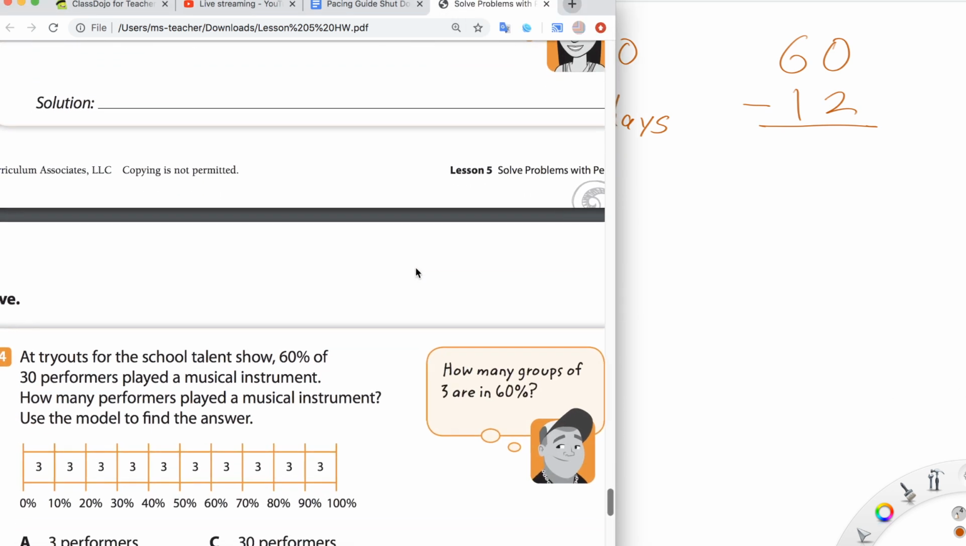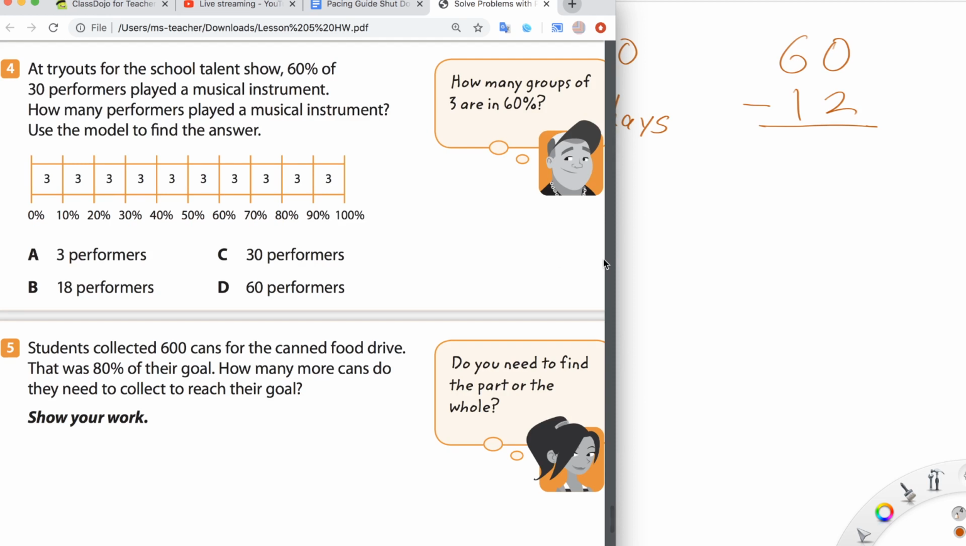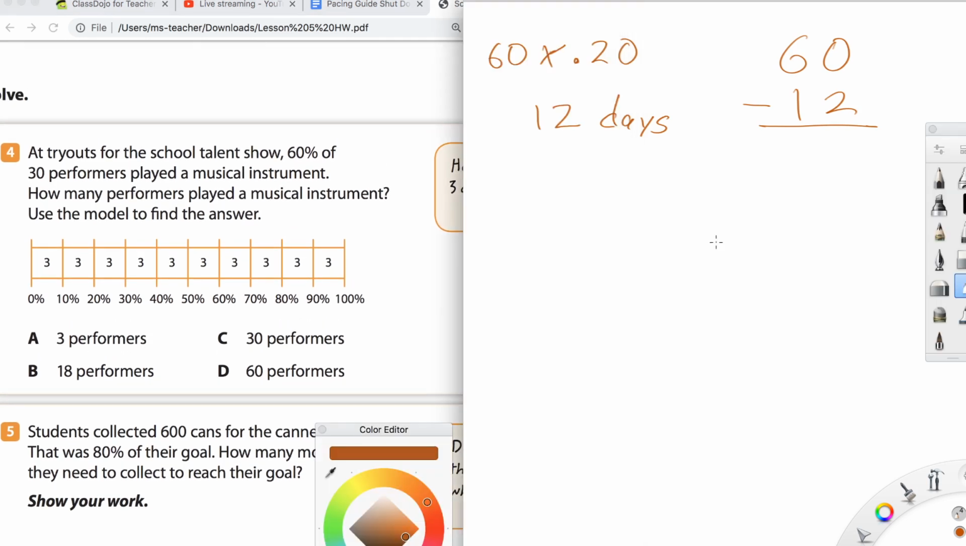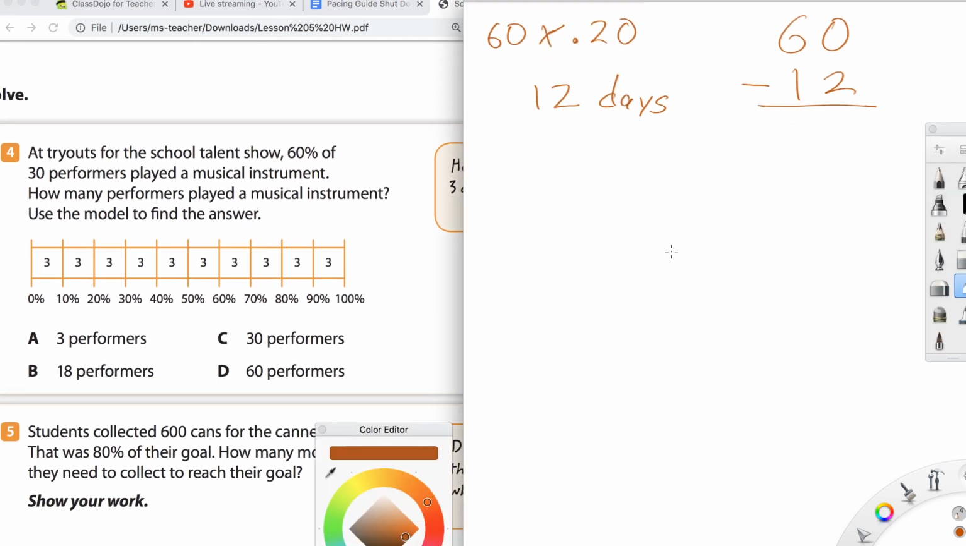Let's go to number 4. That was kind of easy. At tryouts for the school talent show, 60% of the 30 performers played a musical instrument. 60% of the 30 performers, so less than 30 played an instrument. How many performers played a musical instrument?